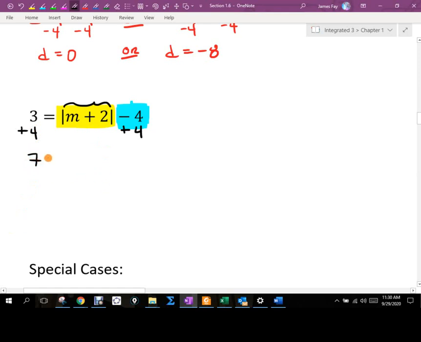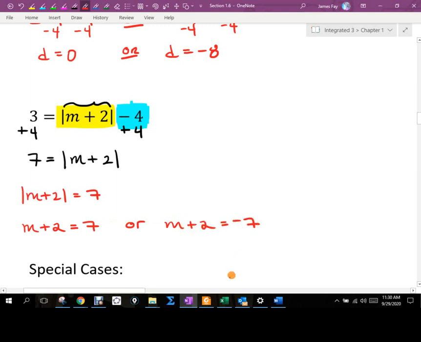So it gives me 7 is equal to the absolute value of m plus 2. You don't have to do this, but I like to flip these. I like to see my absolute value come first. Totally up to you. But now that matches my rule, right? I've isolated my absolute value. So now I say m plus 2 should equal what? 7. Or m plus 2 equals negative 7.